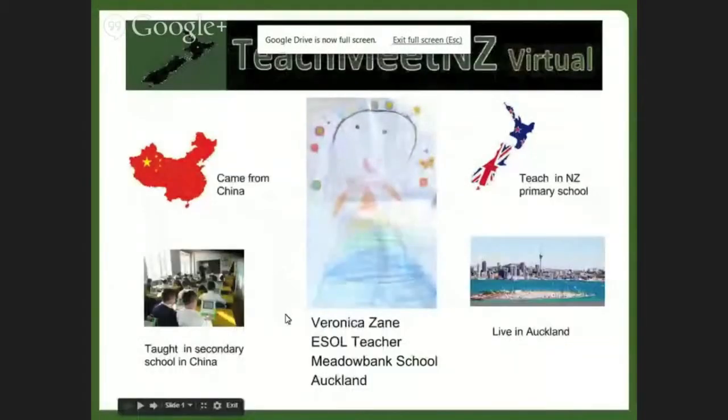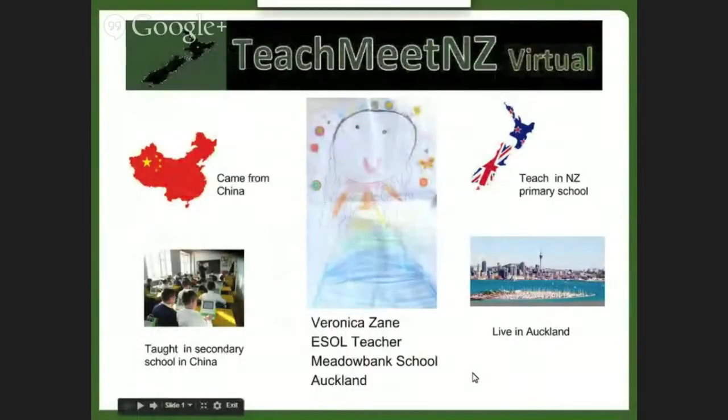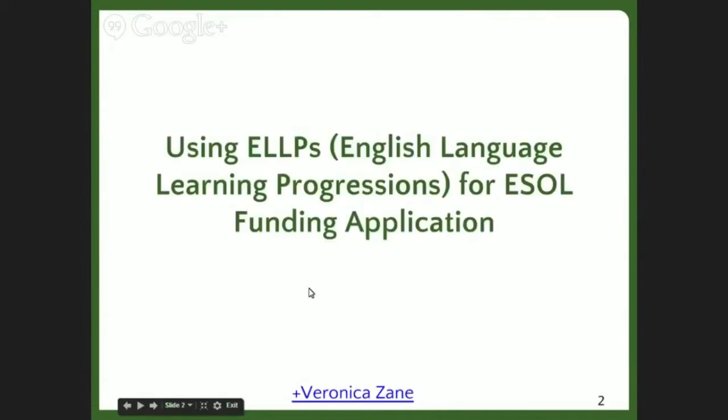Here is a bit of information about myself. People say that a picture speaks 100 words, maybe 1,000 words. That's me. I came from China nearly 2 decades ago, and then coming to New Zealand, I trained as a primary school teacher and taught in primary schools. Since the year 2005, I started teaching ESOL. That's me. This is today's topic, using English Language Learning Progressions for ESOL funding application.